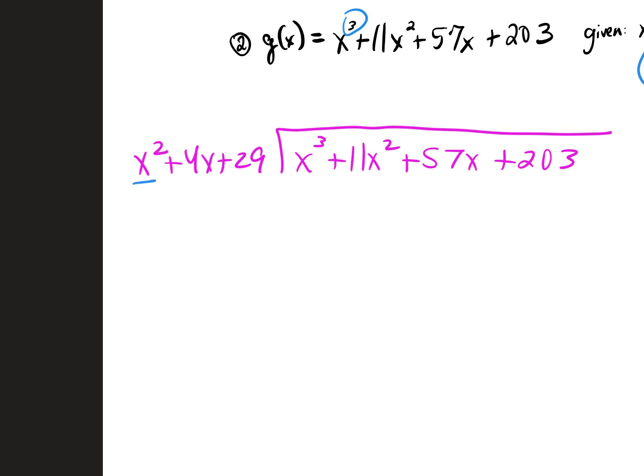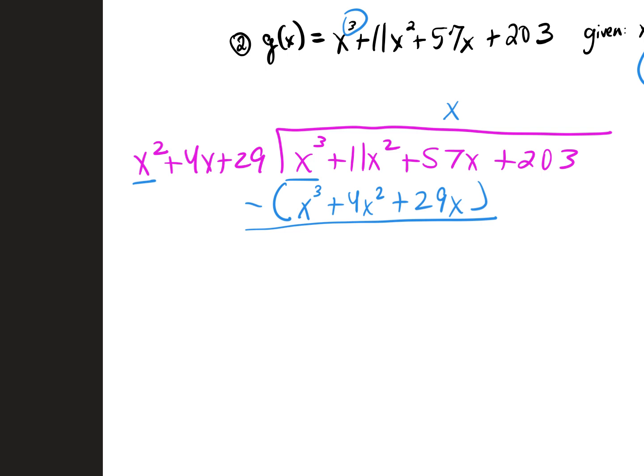So first term into first term. x squared times what gives you x cubed? Just plain old x. I'm going to put it right here above my 57x. Get your subtraction ready, and then multiply. x times x squared is x cubed. x times 4x is plus 4x squared. And x times 29 is plus 29x.